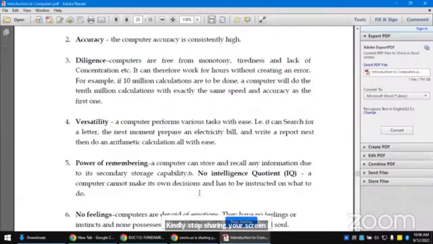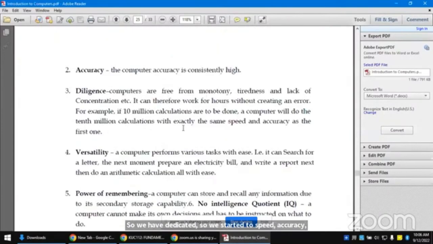So we have said characteristics, we started with speed, accuracy, then we go to diligence. Computers are free from monotony, tiredness, and lack of concentration. It can therefore work for hours without creating an error. For example, if 10 million calculations are to be done, a computer will do the 10 millionth calculation with exactly the same speed and accuracy as the first one.